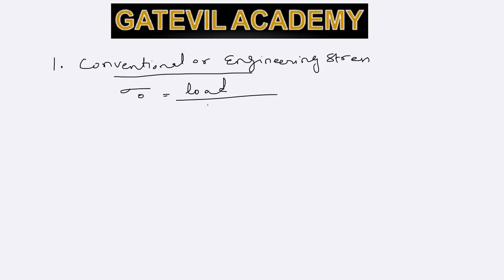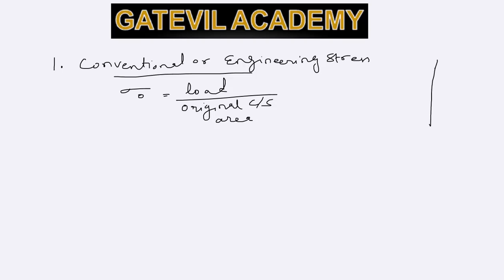or engineering stress. It is denoted by sigma naught, which is equal to load divided by original cross-sectional area.